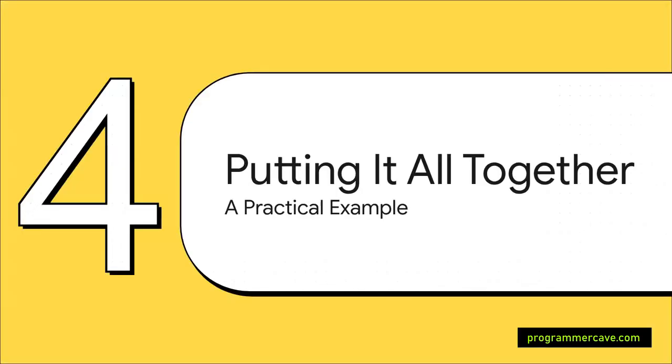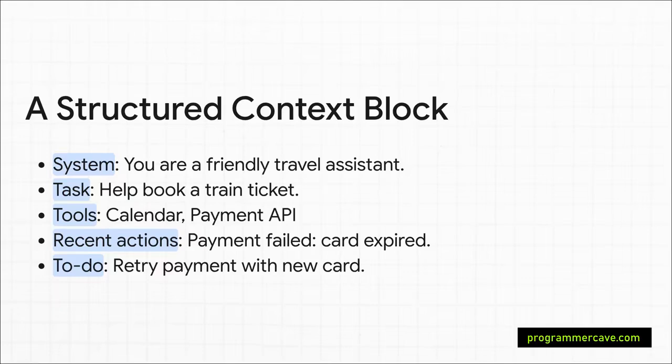Okay, we've covered a lot of different concepts, so let's put it all together and see what a really well-engineered context block looks like in practice. This is what it all looks like when we put it together. This structured context block combines every single thing we've just talked about. We've got the system prompt defining its personality. We have the specific task it needs to do, the tools it can use. We see its recent actions, including that critical failure it needs to learn from. There's a pointer to its external notes file for long-term memory, and it all leads up to a clear, actionable to-do list. This right here is the perfectly packed backpack for our AI.